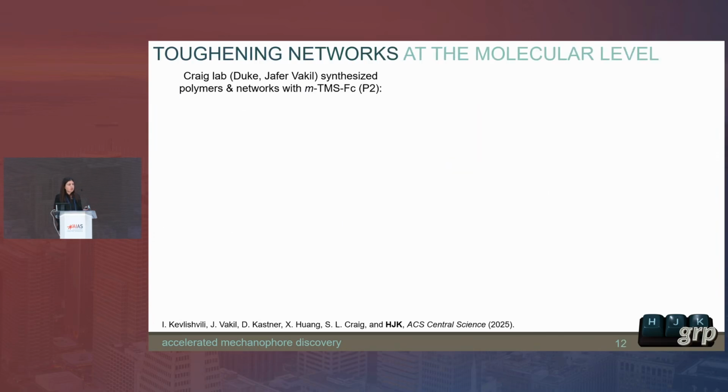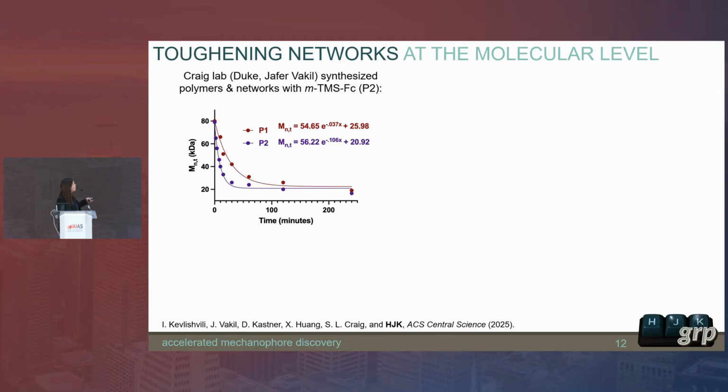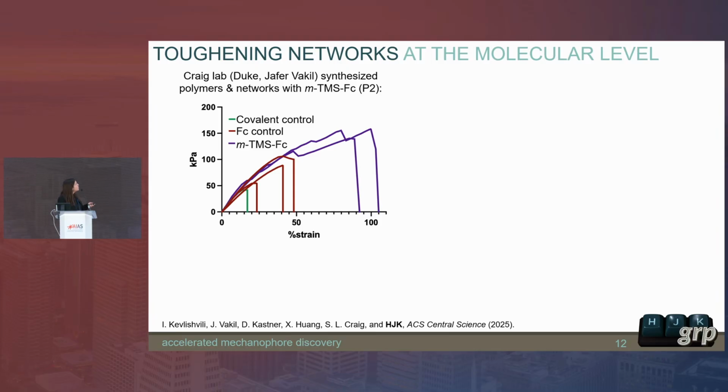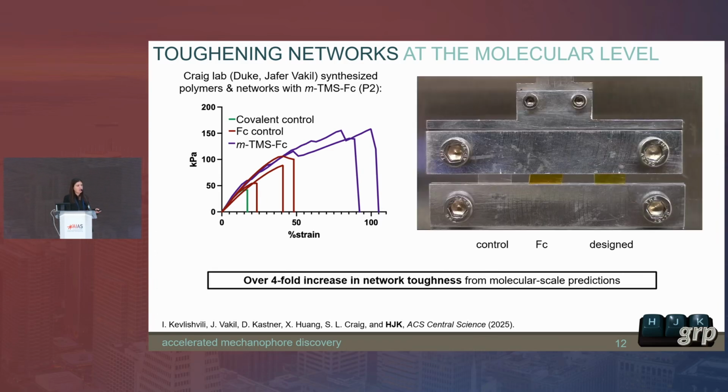And so first I'm showing you the single molecule strand experiments. And so what we see is that in comparison to standard ferrocene, we have a more reactive strand when we put MTMS ferrocene in here. And these are experimental observations. But more interestingly, you actually see that the molecule incorporated into the polymer network is overall 4 times tougher than the standard polymer before we incorporate any mechanophores, and it's twice as tough as with just a standard ferrocene.